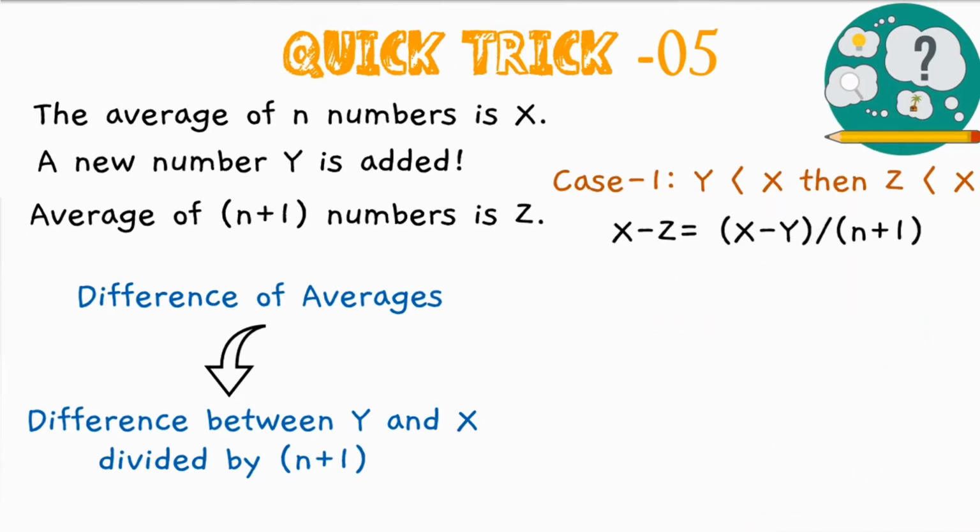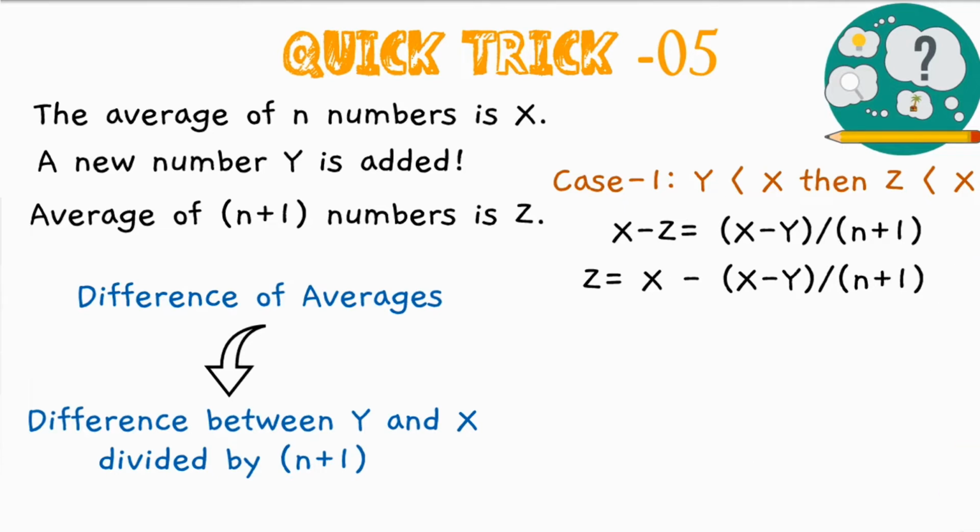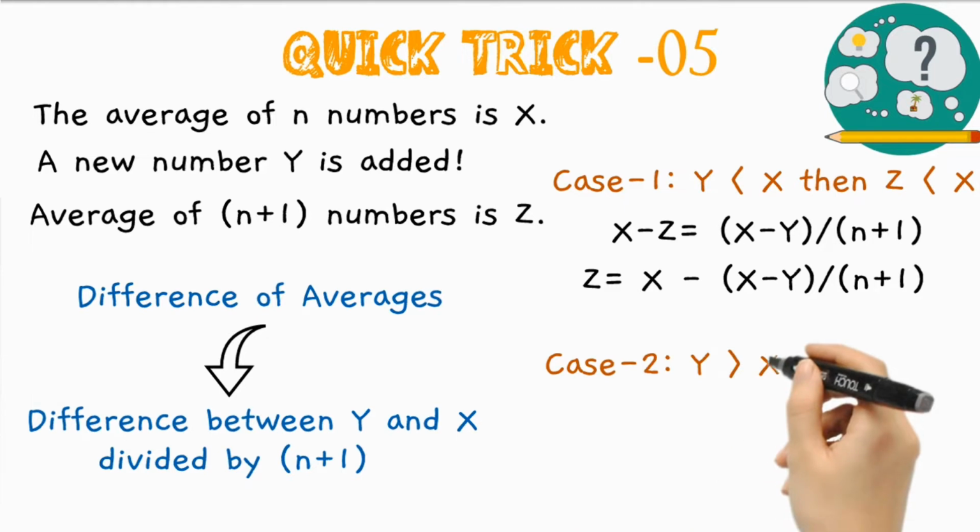So the difference becomes x minus z, and by using this expression we can write this difference as x minus y over n plus 1. From this expression we can write z is equal to x minus y over n plus 1.